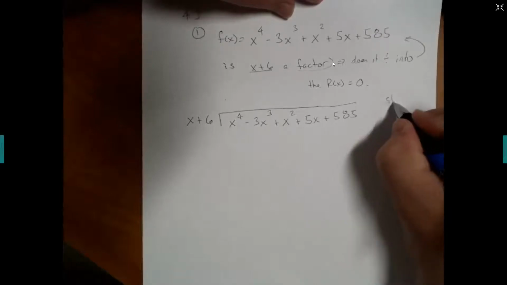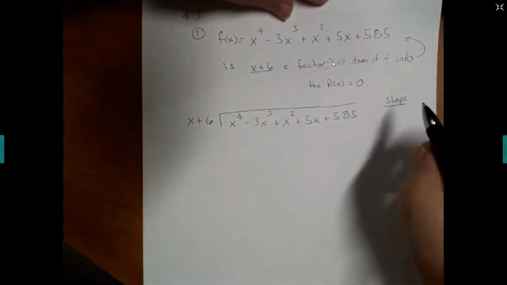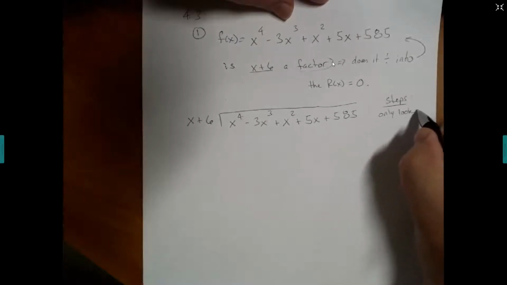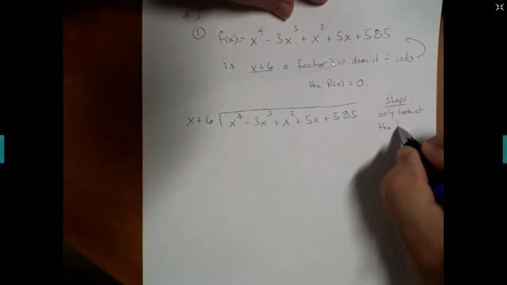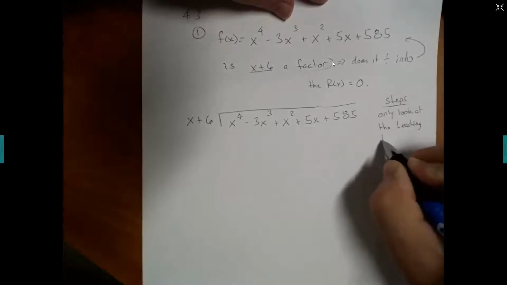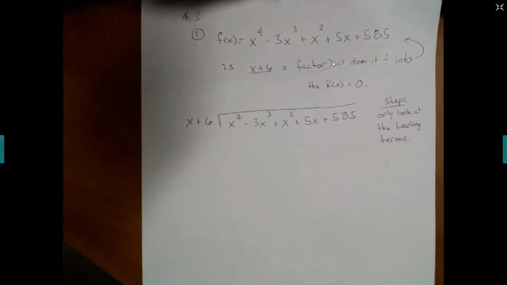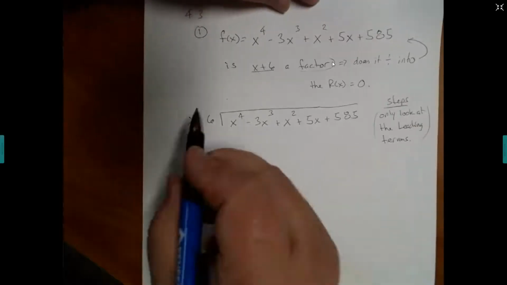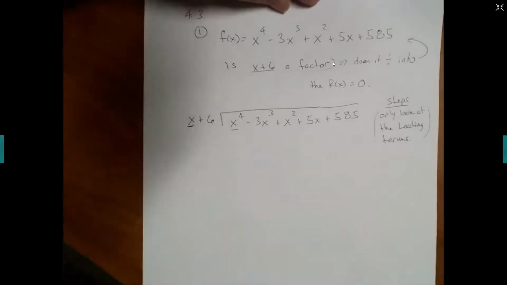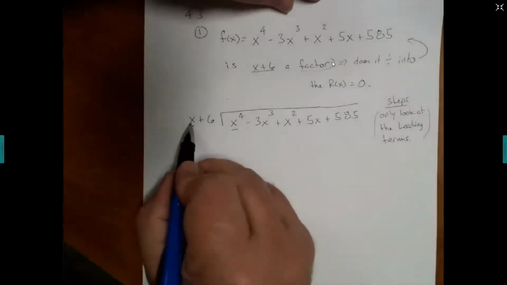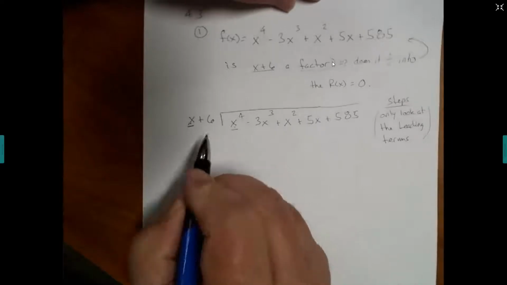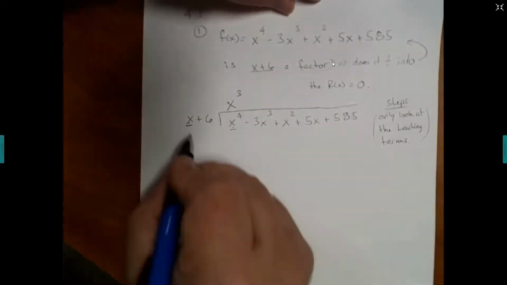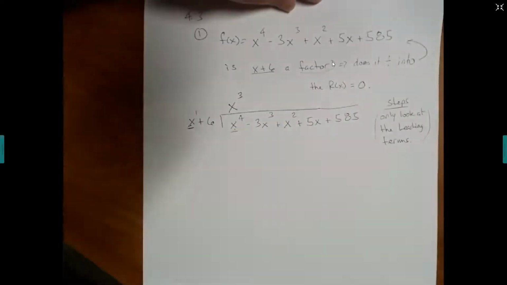Now, the steps here only look at the leading terms. So here's the leading term of the denominator. Here's your polynomial. What times x gives us x to the 4th? X to the 3rd. Yeah, because here's 1x. I need to get 4, so I have to put 3 more in there.